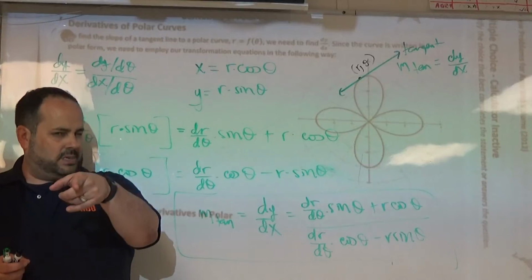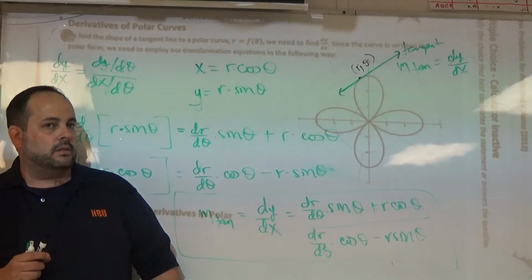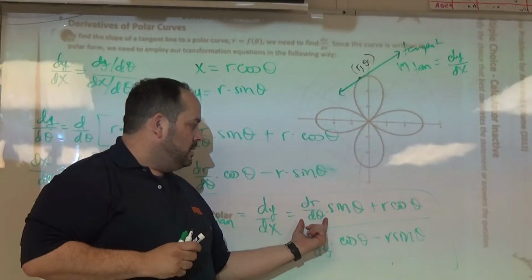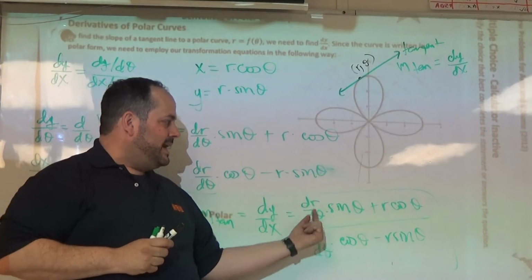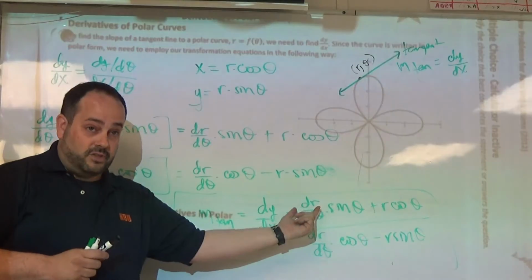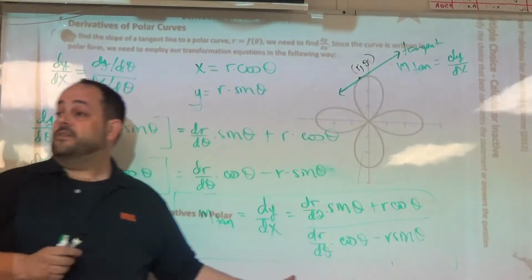Okay, why can't they cancel out? Because the r cosine doesn't have the dr d theta, so they can't factor them out. Right, the only way I could cancel dr d theta in the top and the bottom is if dr d theta was a factor of the numerator and dr d theta was a factor of the denominator.